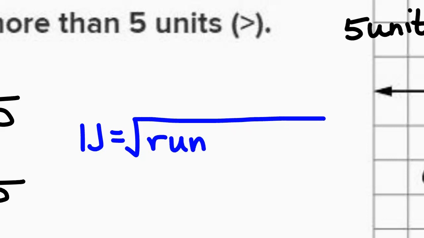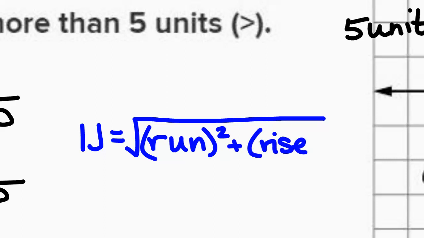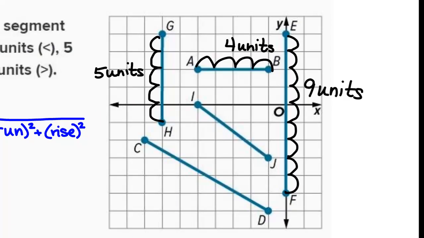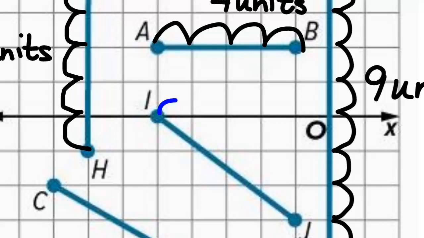We're going to do the run squared plus the rise squared. Can you guys help me count the run and the rise? Run is going to be how far left or right I have to go to get to the next point. So I'm going to start at I, and I'm going to count the hops that I would make just straight horizontally. So 1, 2, 3, 4.